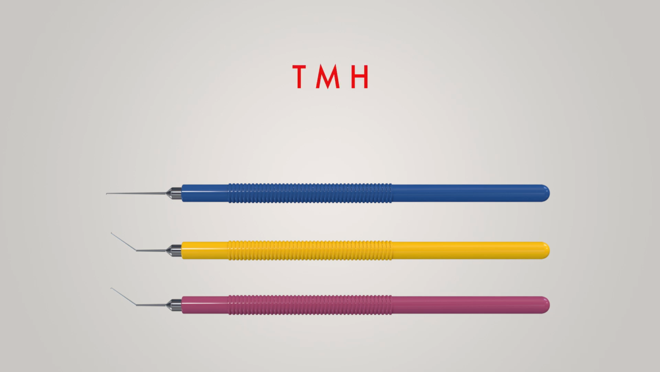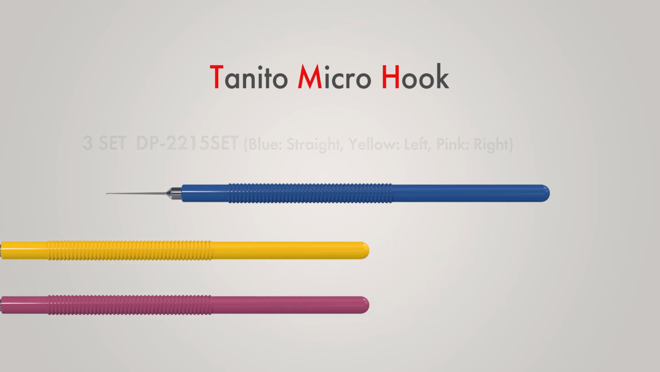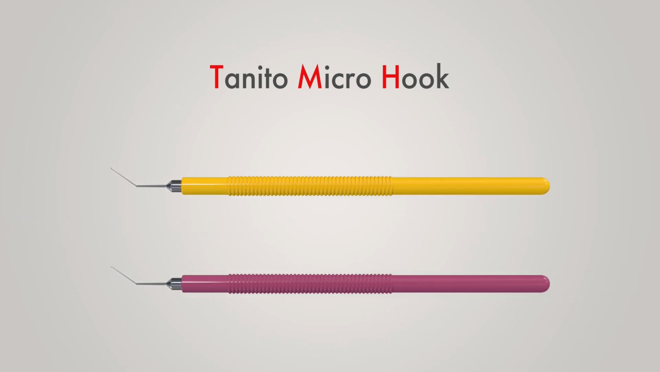This surgery uses several instruments, one of which we developed, specifically the TMH, a micro-hook for ab-interno trabeculotomy. A straight version with a total length of 126 millimeters is suitable for the temporal approach to the nasal meshwork and for the superior approach to the inferior meshwork, and the left or right version for the nasal approach to the temporal meshwork.